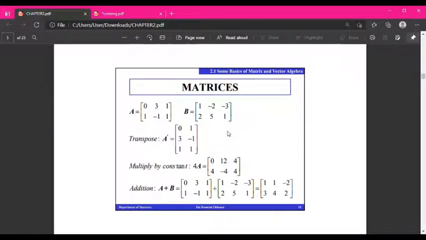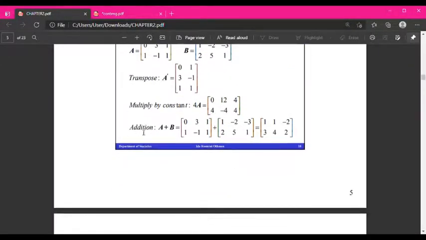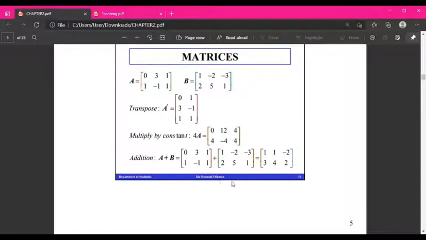Transpose of A maksudnya you change the column and the row of the matrix A, right? So because of that, dia akan jadi 3 by 2 matrix. And then we also can multiply the matrix with the constant. Just multiply the constant with each of the entry of matrix A kat sini. Okay, so you can dapat this. And then also we can do the addition between the two matrix that have the same dimension.